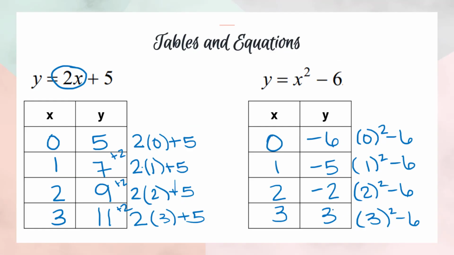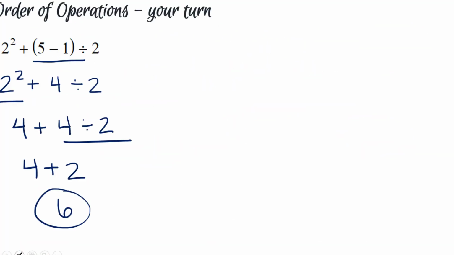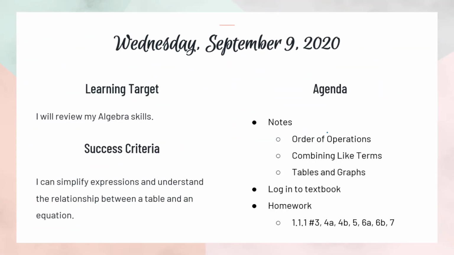All right, so there's our tables and equations. Let's look back and see what our lesson plans looked like in the beginning. Make sure we got everything down. So we did notes on order of operations, combining like terms, and tables and graphs. Next, I want to look at logging into the textbook so you can do your homework assignment.